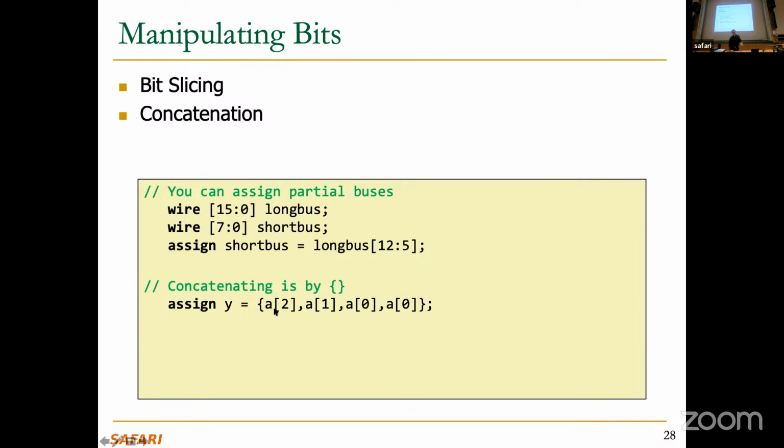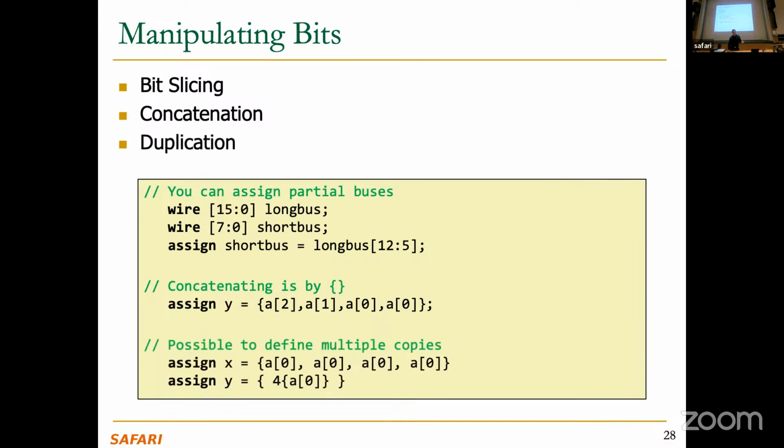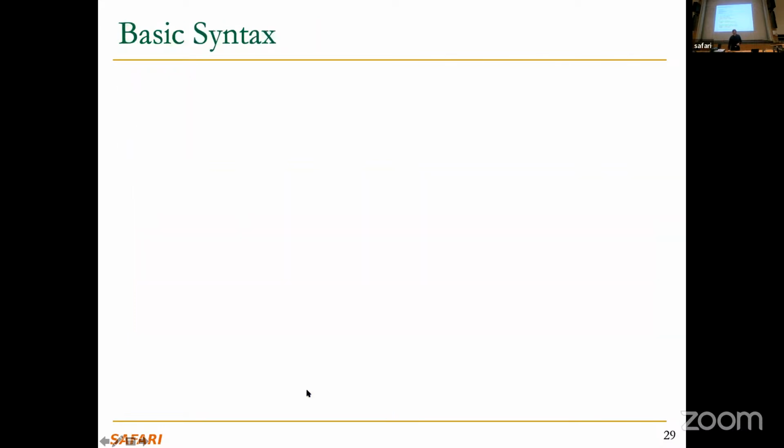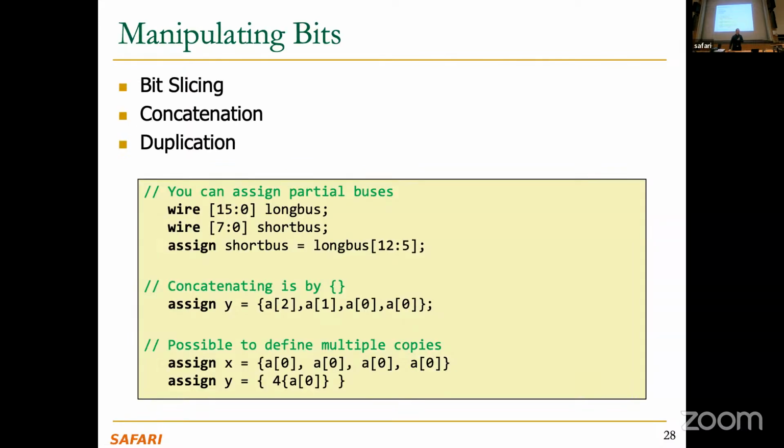Okay, concatenating is easy also, as you can see. Y is a 4-bit thing over here, and it basically takes A2, A1, A0, A0. These 4 bits coming from A are concatenated. Well, actually 3 bits, but because A0 is duplicated while you're concatenating, as you can see. We've already shown an example of duplication over here, but this is a duplication example. You can assign X as 4 A0 bits concatenated with each other, or this is another way of saying the same thing. So this is a simpler way. 4 A0s are concatenated with each other and duplicated. Makes sense. You'll get used to it when you do these things.